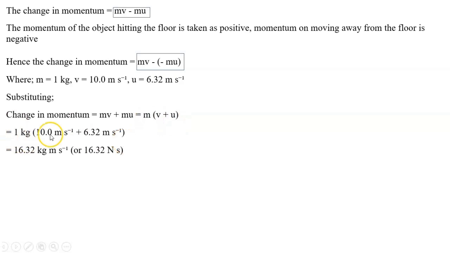Now substituting into this, we have 1 kg times the bracket of 10.0 meters per second plus 6.32 meters per second. If you sum these, your answer is 16.32 kilogram meters per second, or 16.32 newton seconds.